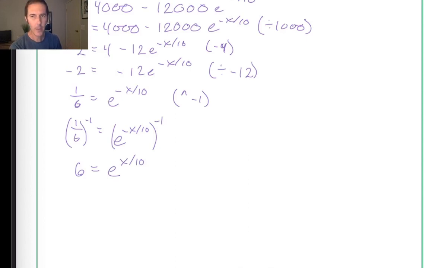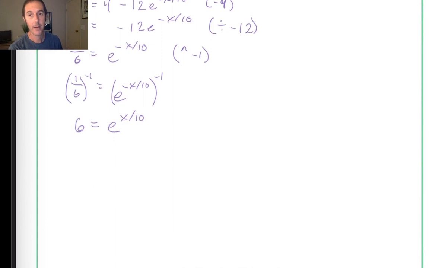Did we have to do it that way? No. From this line right here, instead of raising both sides to the negative first power, could I have taken the natural log of both sides immediately? Absolutely. And, for that matter, I recommend that you try it. Try doing it that way and see if you get the same answer as I'm about to get.